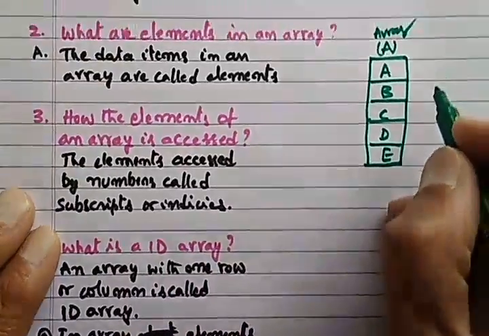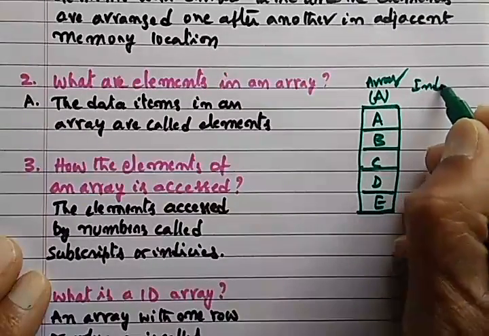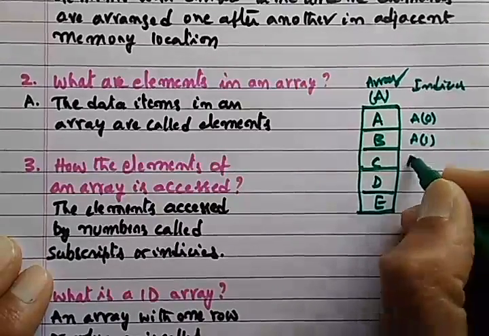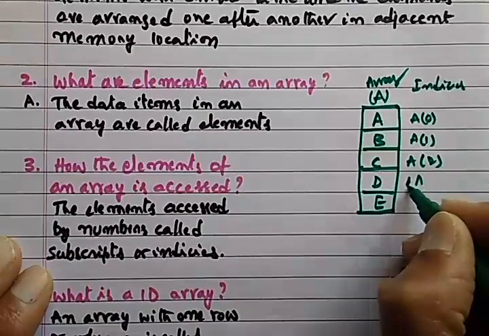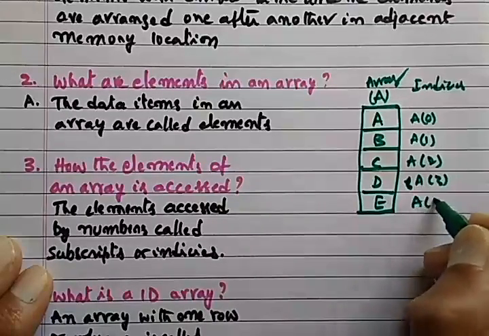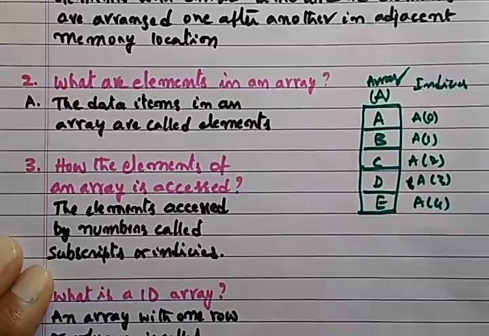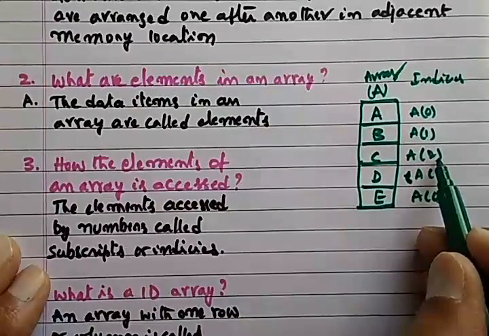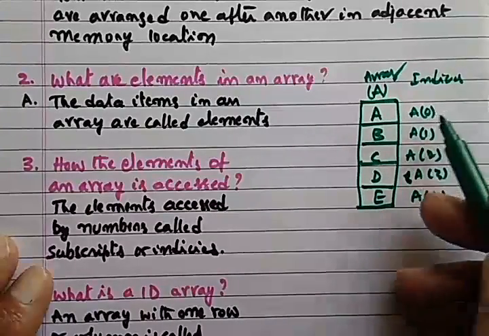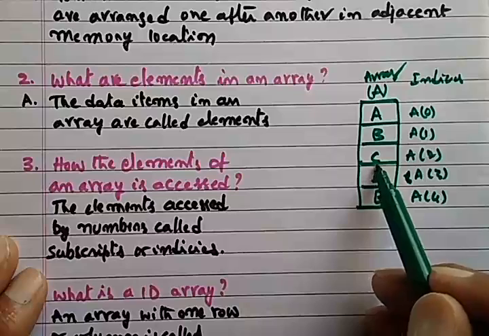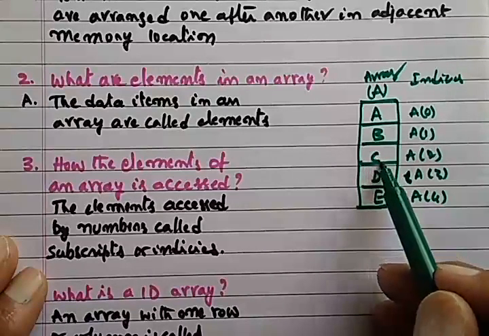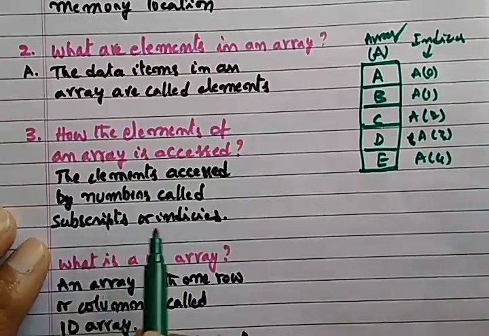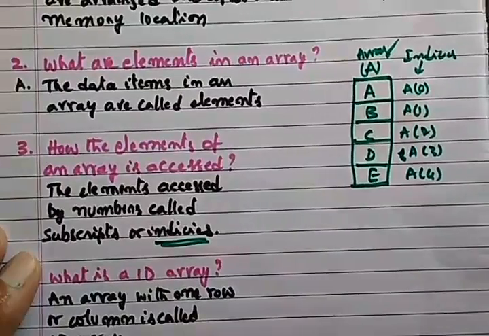This we will call it like this. Here are the indices: A0, A1, A2, A3, A4. This is array A, but when I say A2, then we count from 0. It starts with 0. Please remember, not with 1. 0, 1, 2. So you will find the element is C. So these are indices or subscripts. Generally we will say indices.